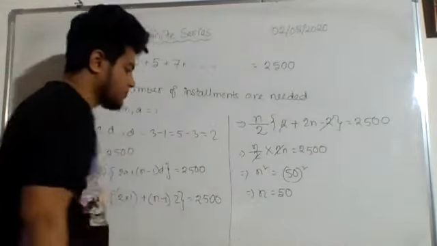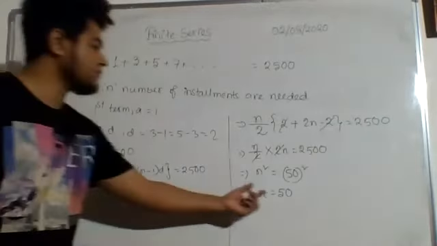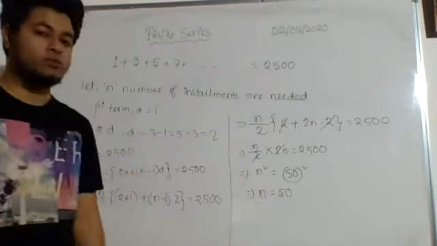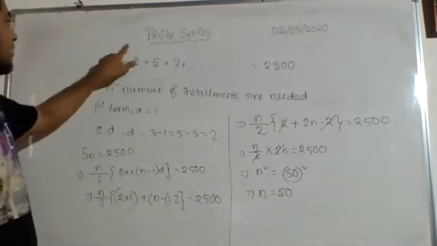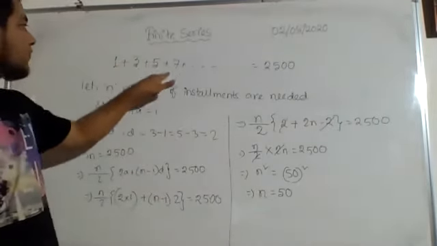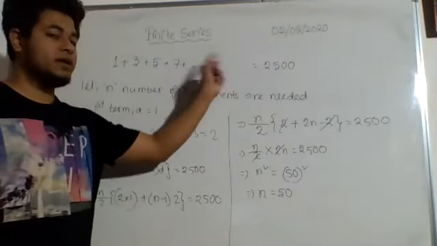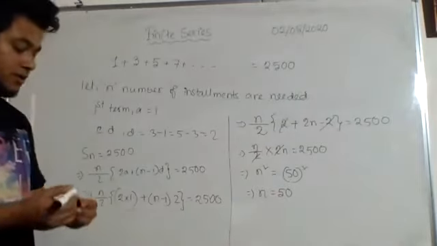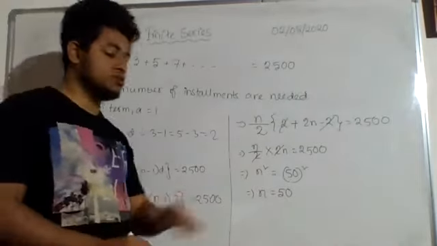So n is equal to 50. That means 50 installments are required to repay the whole loan. First installment, second, third, fourth, fifth, sixth, seventh, eighth, ninth, 10th. Likewise, you have to go up to the 50th installment. Then the whole amount will be repaid.